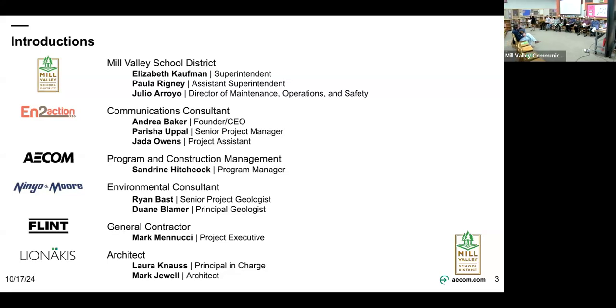Joining us also is Nino and Moore. They'll have a portion of the presentation. We have Ryan Bass and Dwayne Blamer with Nino and Moore. They're environmental consultants. And our general contractor for the Mill Valley Middle School project, representing Flint, is Mark Manucci, as well as Lionakis, who are architects assigned to the Mill Valley Middle School project. We have Laura Noss and Mark Jewell. So we will go as Andrea was saying. We have several portions of the presentation, and to be able to answer questions, we'll break after each presentation to give an opportunity to answer any questions and go through that process.